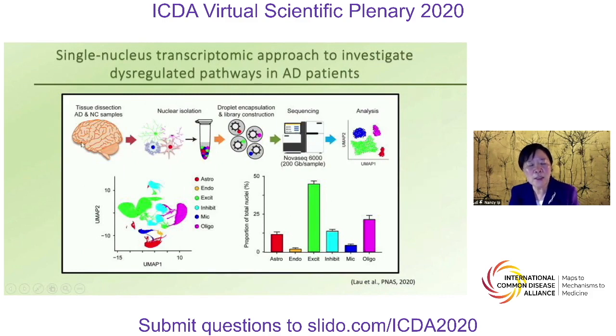Now, we set up the single nucleus sequencing platform in order to perform the transcriptomic analysis to investigate how the pathways are deregulated in AD patients carrying this particular variant. So this is just a schematic showing you how the analysis is done. And initially, when we performed this analysis, we were able to show that there is cell type heterogeneity in human brain, and we also observed the proportion for these various cell types, which include astrocytes, endothelial cells, different types of neuronal cells, microglia, and oligodendrocytes.